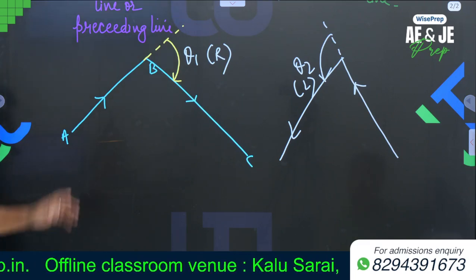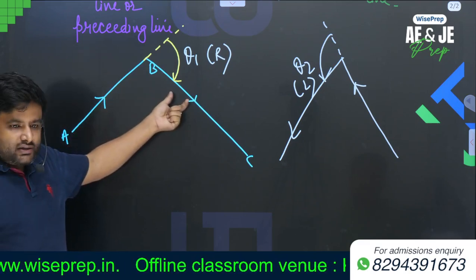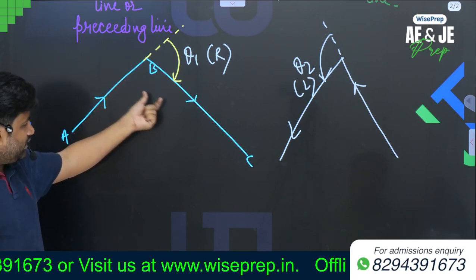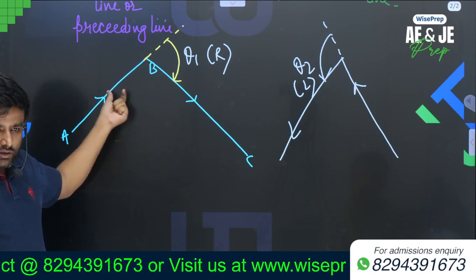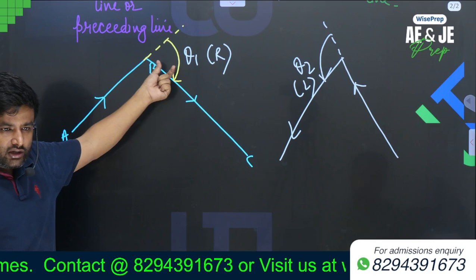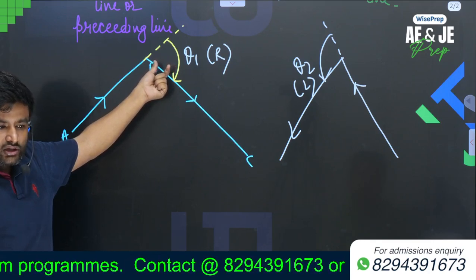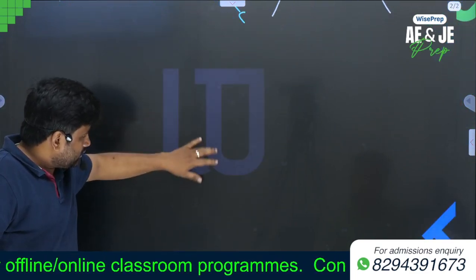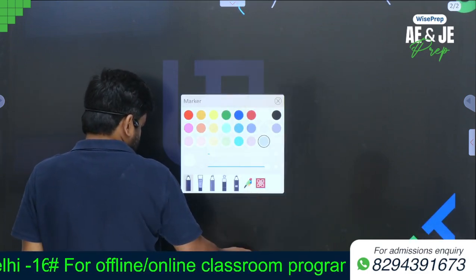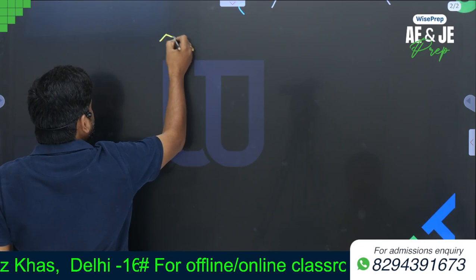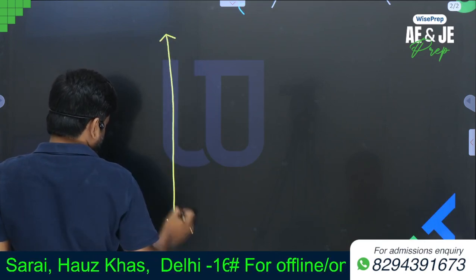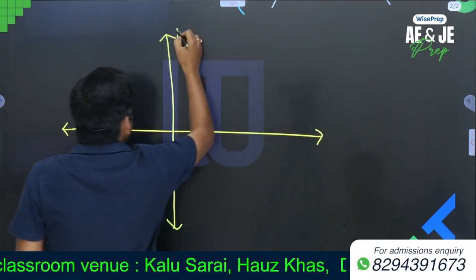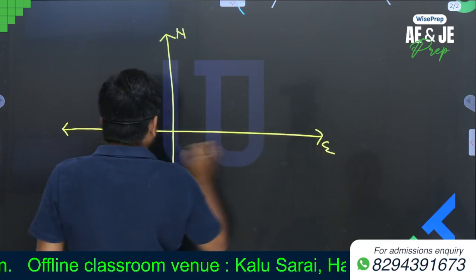Now let's see here. I have defined the direction of any line with respect to the previous line. So whenever the direction of any line is defined with respect to the previous line, the angle is known as the deflection angle. All right. But suppose north, south, east and west.